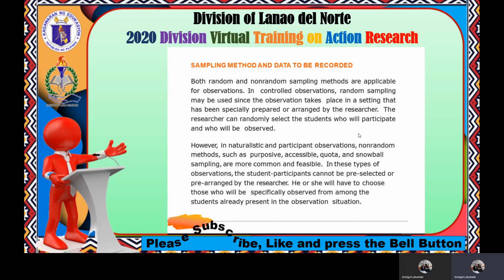He or she will have to choose those who will be specifically observed from among the students already present in the observation situation. Dili ka pwede nga, uy, ikaw gusto ko. But you have to observe who are those present in the observation situation. So again, in the controlled observation, since set up siya, we will be using the random sampling. And in the naturalistic and participant observation are the non-random methods.